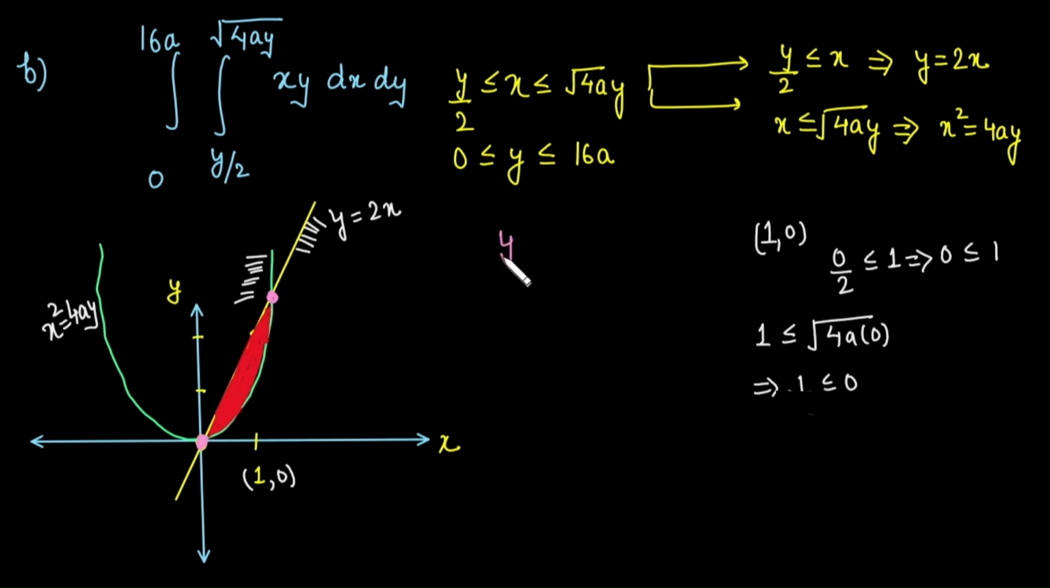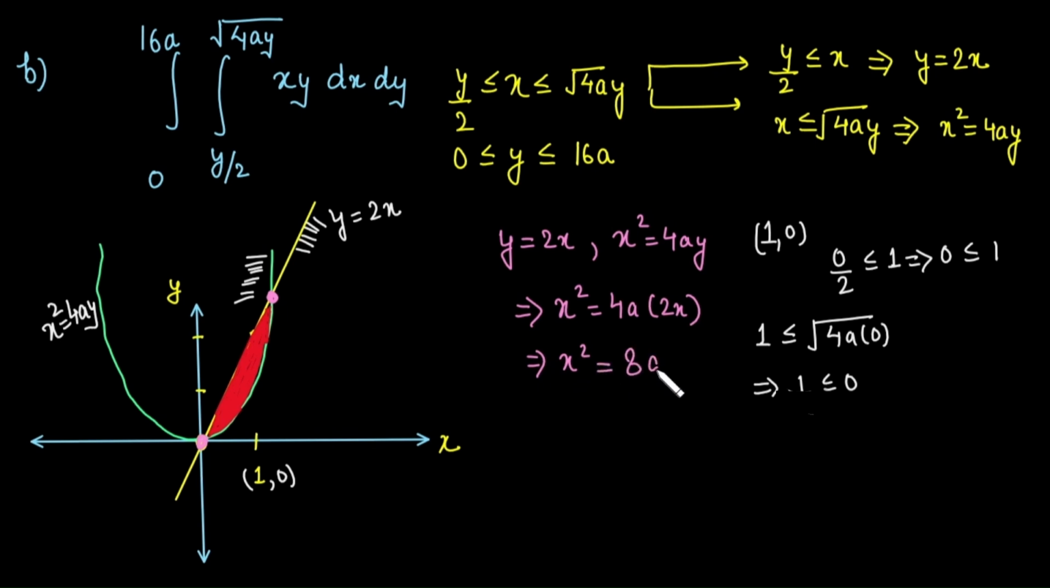One is y is equal to 2x. Second is x square is equal to 4ay. Now, substitute the value of y here. We have x square is equal to 4a times 2x. This implies x square is equal to 8a into x. This implies x square minus 8ax is equal to 0. Do not directly cancel it out, because in this case you will lose one of the values of x, as it is a quantity. This implies x times (x minus 8a) is equal to 0.